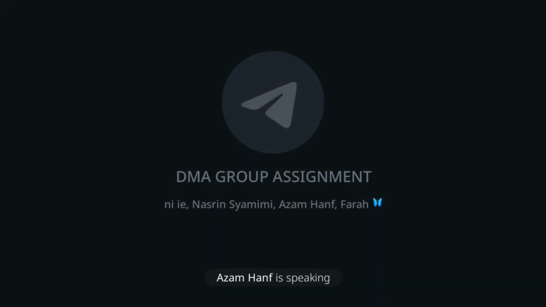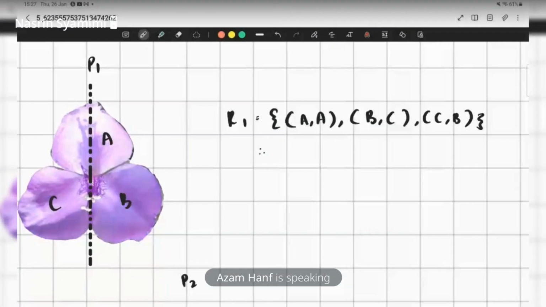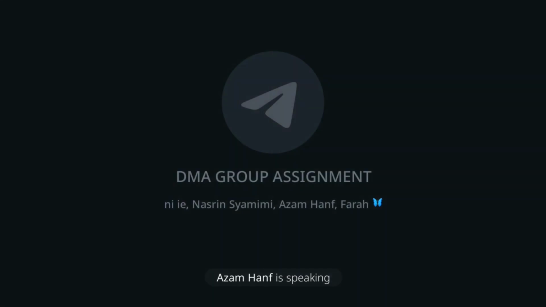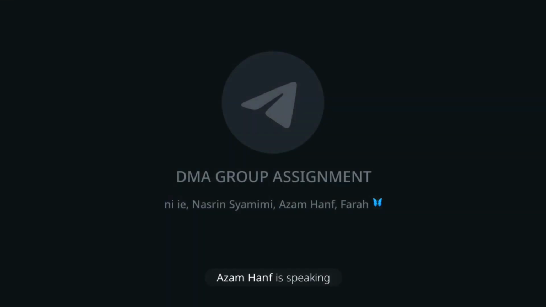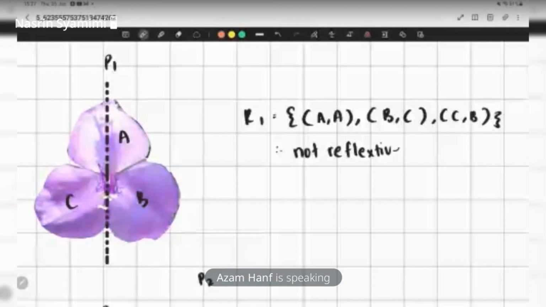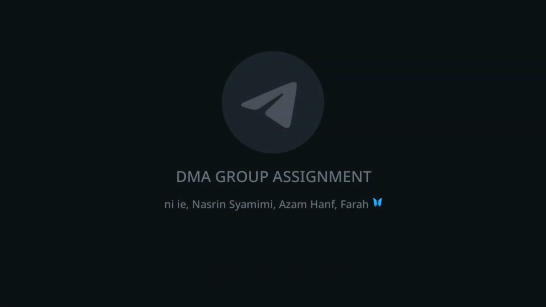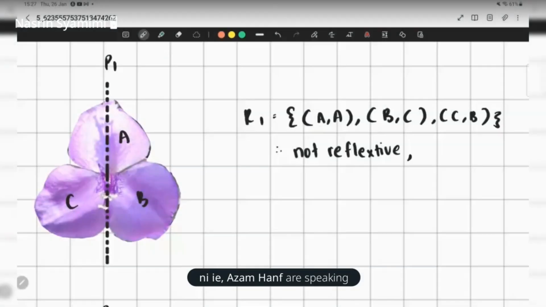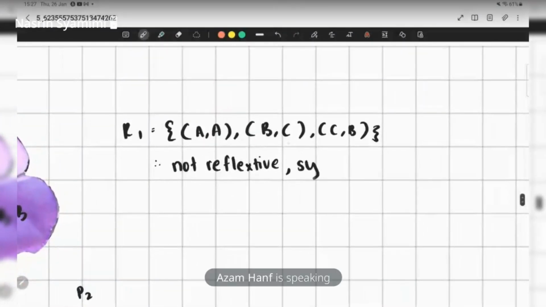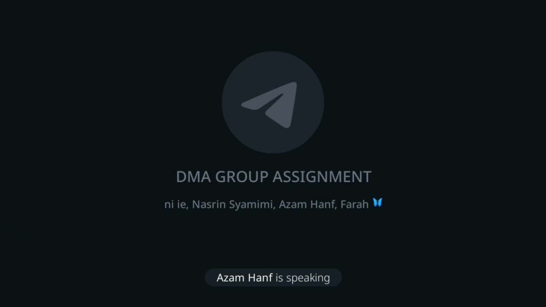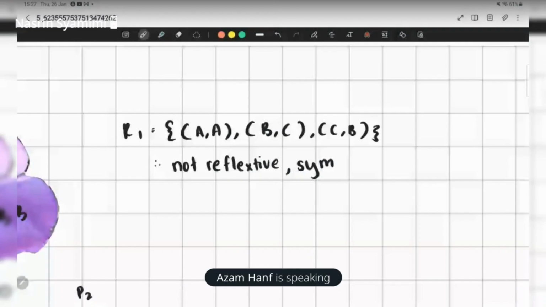Now for its relation, you can see that it's not reflexive. It's symmetric. And last one, it is not transitive. Sorry, guys.